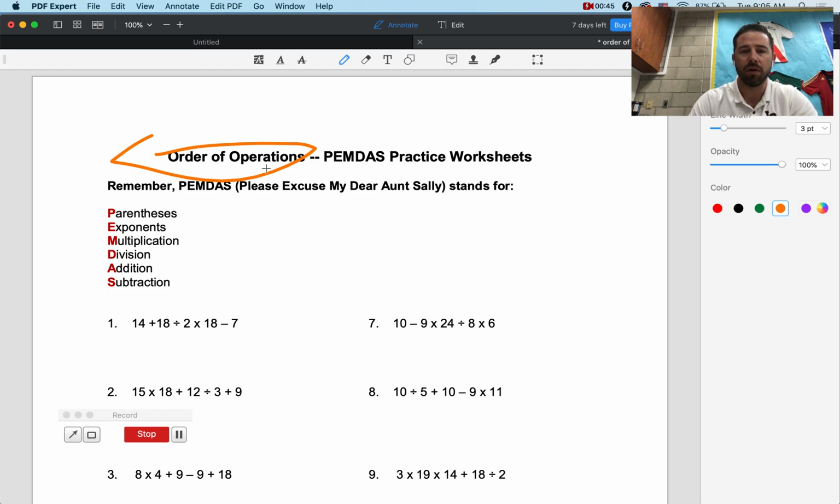But let's just look at order of operations. And you've probably heard it in the past as please excuse my dear Aunt Sally. That's kind of how you remember the order of operations. P is parentheses, E is exponents, M is multiplication, division, addition, subtraction.